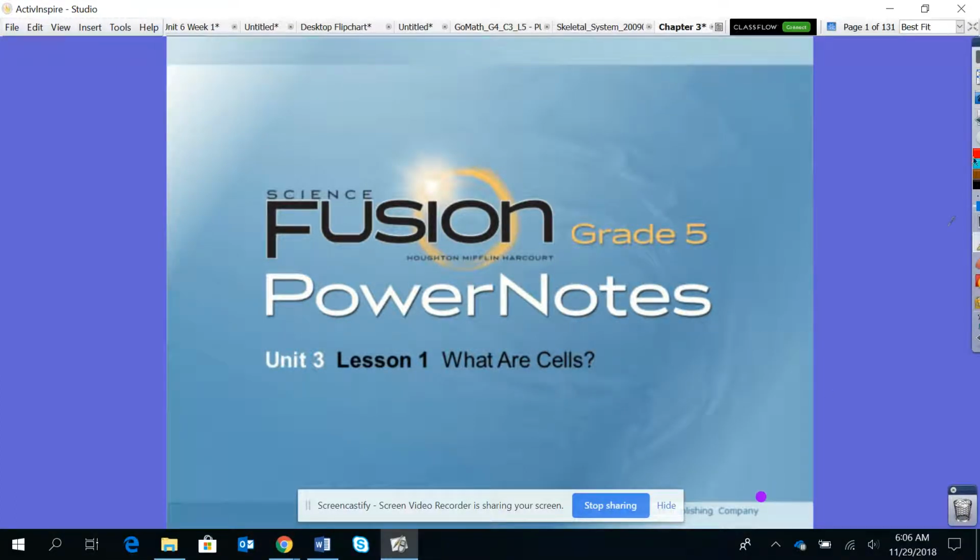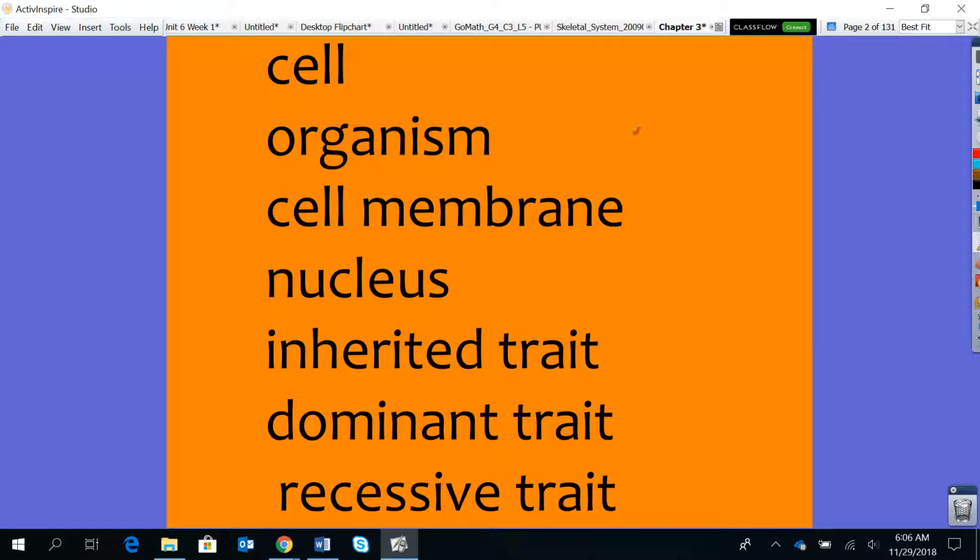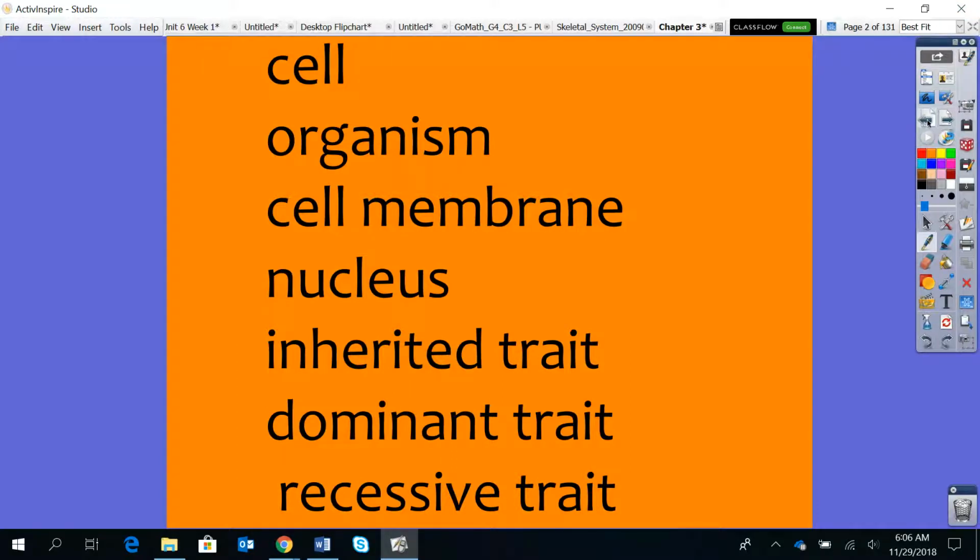What are cells? Lesson 1, highlighted words. Important words that we need to know: cells, organisms, cell membrane, nucleus, inherited traits, dominant traits, and recessive traits.